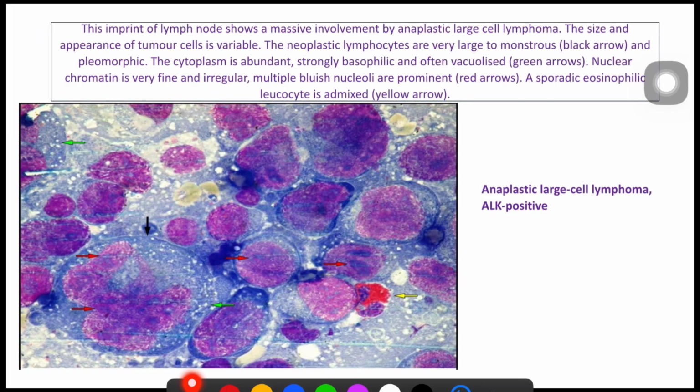Sometimes anaplastic large cell lymphoma shows cell aggregates, but the cell is large or gigantic in nature, highly pleomorphic, cytoplasm is abundant, bluish, and vacuolation is easily visible, and nuclear chromatin is irregular and multiple large or macronucleoli are visible. So, this is a case of anaplastic large cell lymphoma which is ALK positive.